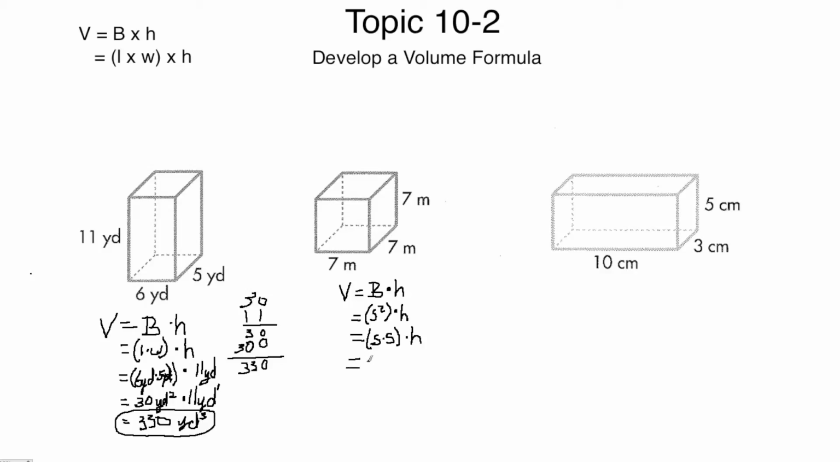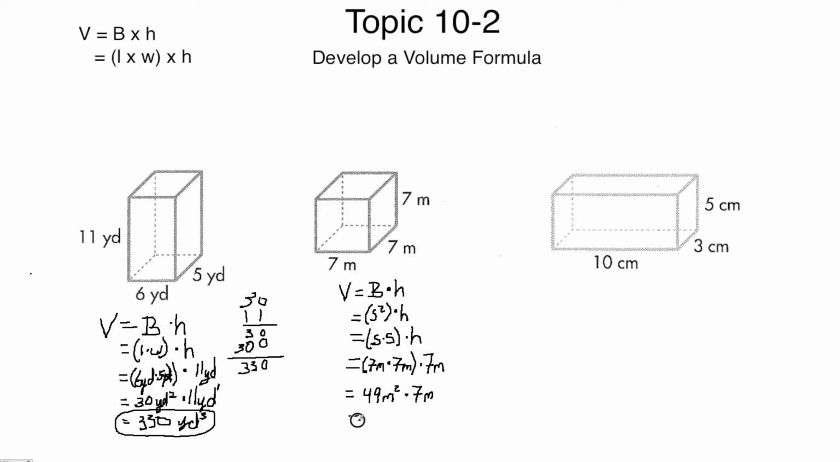Now we plug in 7 meters times the next 7 meters, parenthesis, times 7 meters. Now we chug. What's 7 times 7? 49, because you have to do what's inside the parentheses by order of operations. What's a meter times a meter? A meter squared. And now we're going to times it by the height.